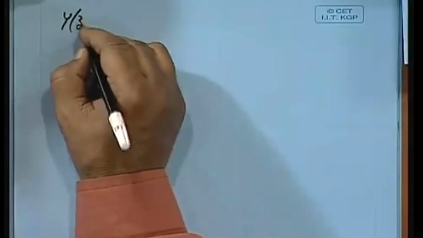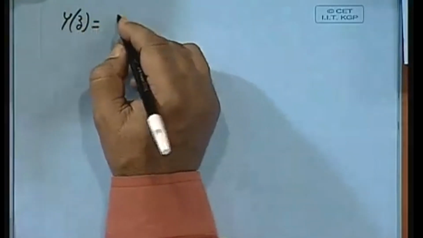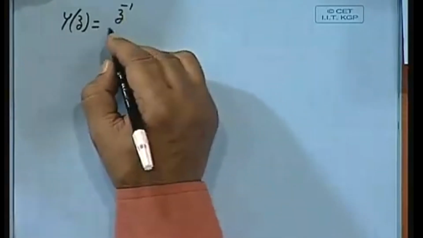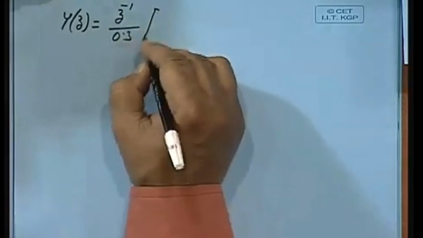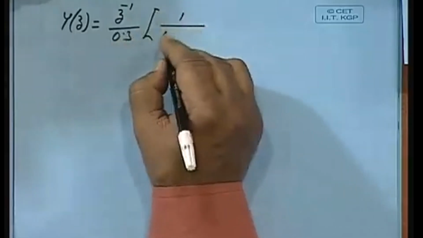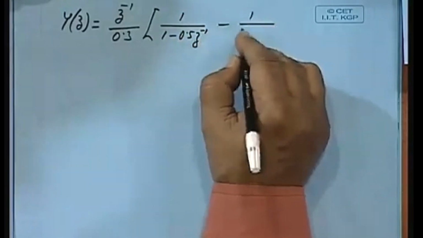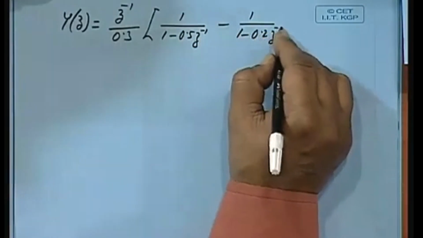So, you know the product, make partial fractions. Okay, let me use this paper. So, Y(z) is z to the power minus 1 by 0.3, 1 by 1 minus 0.5 z inverse minus 1 by 1 minus 0.2 z inverse.